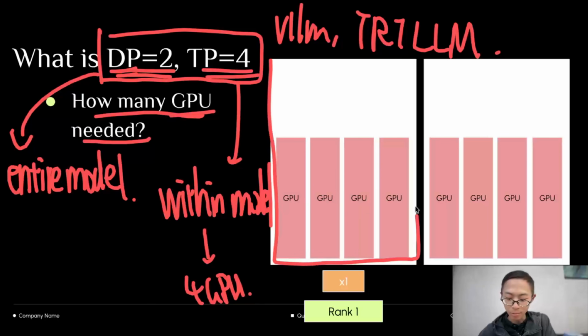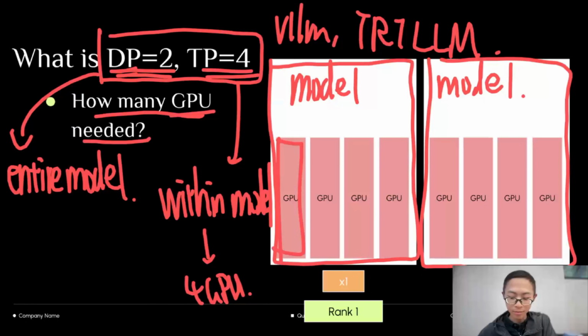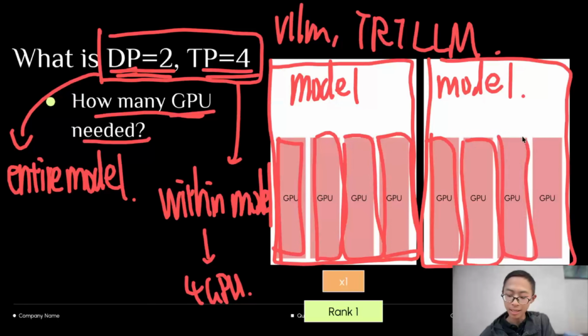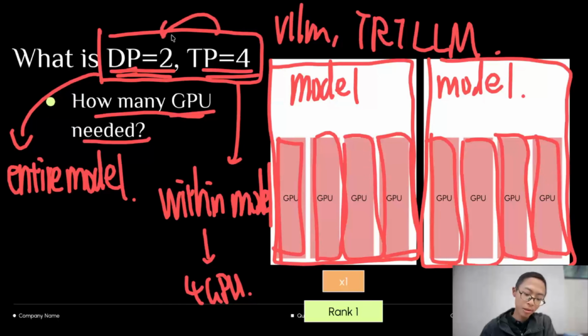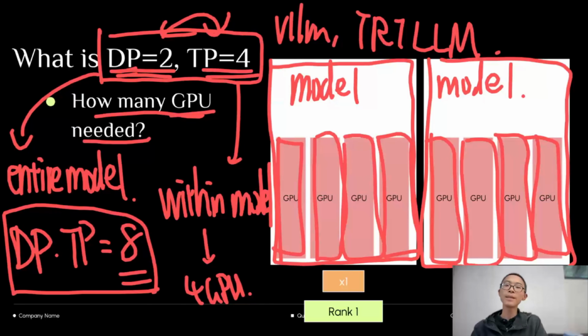On the graph on the right, we have this model 1 and then a duplicated model 2. Each of them has 4 shards. So we need 4 GPUs for each. Together, how many? It's a total of 8, which is 2 times 4, which is DP times TP equals 8 GPUs. So remember this formula: DP times TP will give you the number of total GPUs.